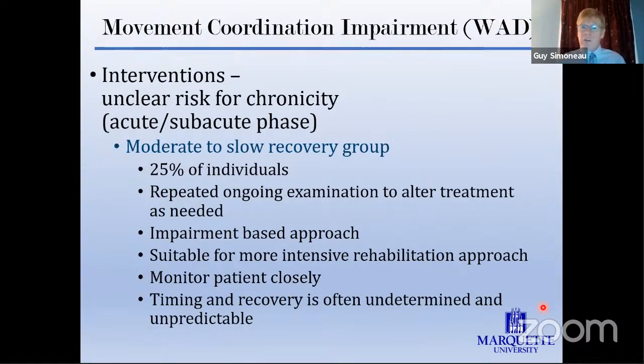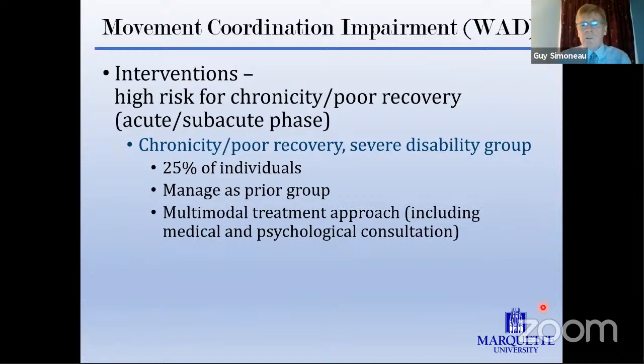We expect that 25% of those will go to the moderate to slow recovery group, but we try to make sure that even if we may not be able to be 100% with them, we minimize how much of that disability and impairment they have. And for the final group, which is more severe disability, again, we try to do our best to minimize how much residual symptoms and signs they have. And the big difference there, based on your psychosocial evaluation, is that this is the group that probably needs more psychosocial intervention, pain education, and so on, something that's very popular now across the world in terms of treatment approach.